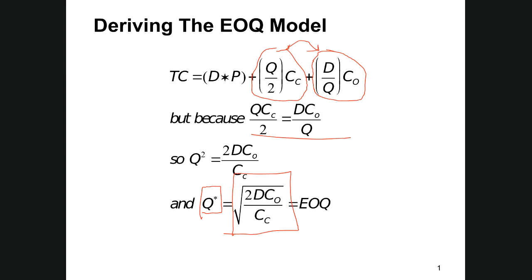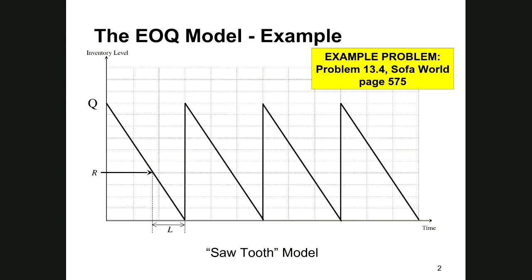Okay, remember this is, and this is my term here, a sawtooth model, right? And once we know this Q, in fact, we're going to actually calculate Q star, then we can determine all of these various components. We can determine the number of cycles or how many orders. We can determine the reorder point. We can determine the cycle time, and also we can determine the total annual inventory cost.